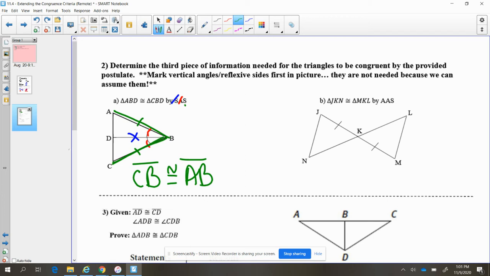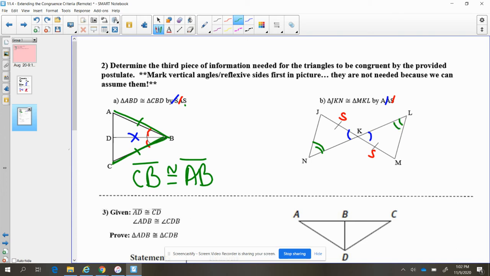Now in example B, this time they gave us a pair of sides congruent. So that's good, we have that taken care of. And we're able to assume that the vertical angles are congruent. So that takes care of one of the pairs of angles. Now we also need another set of angles. Specifically, we need angle N congruent to angle L.